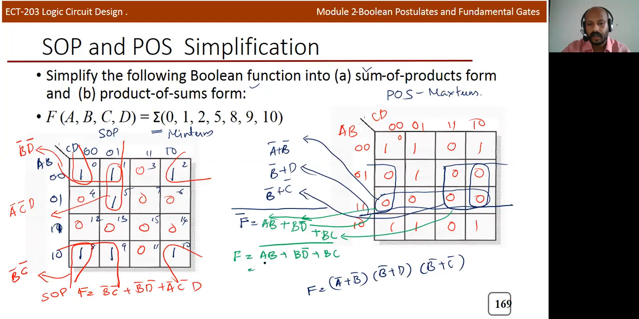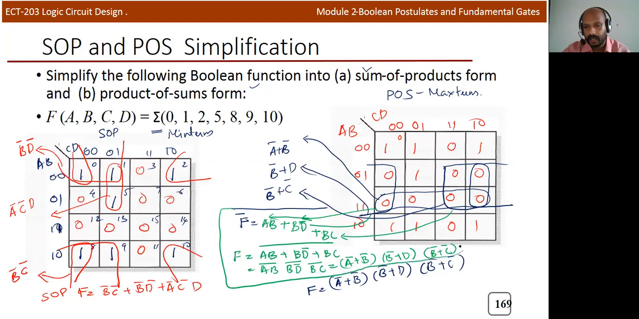Now we need to take F, so AB the whole complement into BD bar the whole complement, then BC the whole complement. If you expand this particular expression by applying De Morgan's theorem, A bar plus B bar into B bar plus D bar, the double negation becomes D, so B bar plus C bar. So you will get exactly the same thing. So either you can use this particular method, or the other one. Directly you can write the max term or you can approach this way. So you got an idea about the problem.